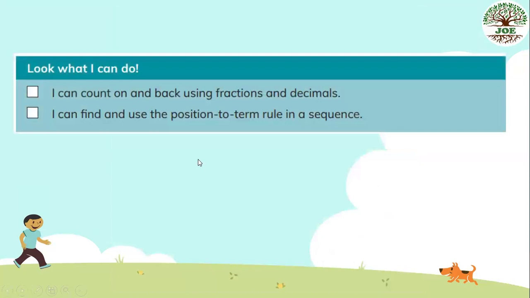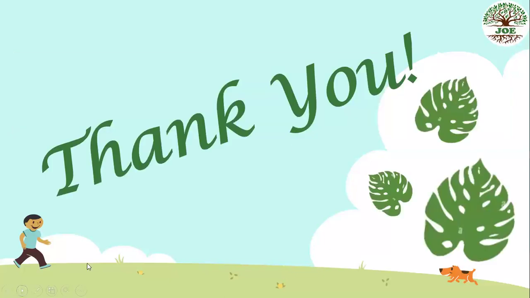But what can I do? I can count on and back using fractions and decimals. Yes, we can count on and back by using fractions and decimals. Yes, I can find and use the position-to-term rule in a sequence. Yes, we can find it. Okay, this is N4, first title, first subtitle 1.2, count and sequences.